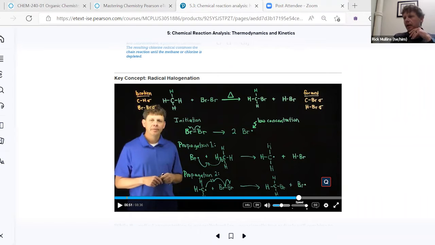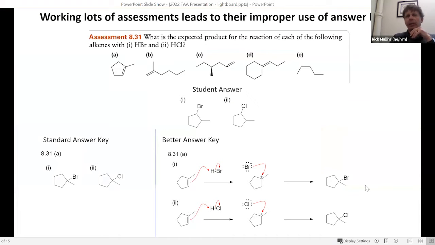Lightboard technology later on. So let me jump back into the PowerPoint, and we're back on PowerPoint.